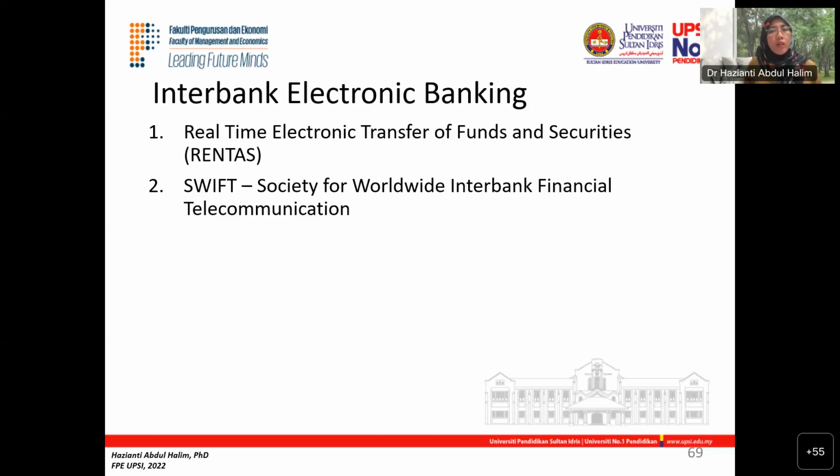So if you have experience transferring money to someone overseas, to an overseas bank, sometimes when we need to key in the account number, we also need to key in the SWIFT code number for that particular country.